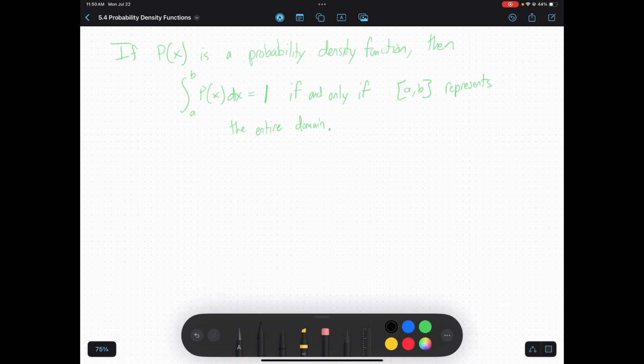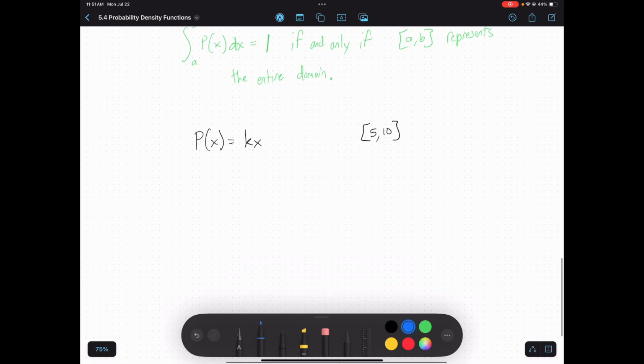Consider this problem. Let P of x equal kx, where k is just some constant. And let's go ahead and say my domain is from 5 to 10. Okay, I'm integrating from 5 to 10. Those are my possible values. So whatever situation I'm working with, the only possible values I have are any number between 5 and 10. What value does k have to be in order for P of x to be a probability density function?